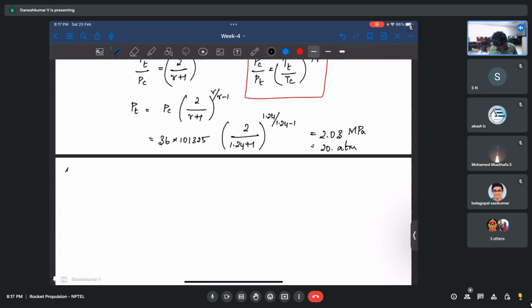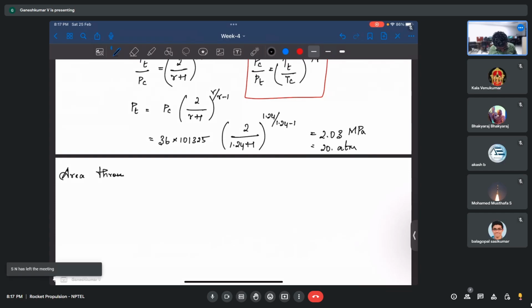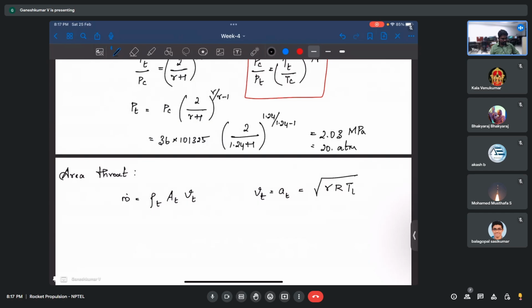What else do you need to know? You need to know the area at the throat. How do we find the area at the throat? We can use this relation: m dot is going to be rho t times At times the velocity at the throat, right? We know the velocity at the throat. Velocity at the throat is nothing but the speed of sound at the throat, so at, which is nothing but the square root of gamma R Tt at the throat. We all know the molecular weight of the gases, which is given.